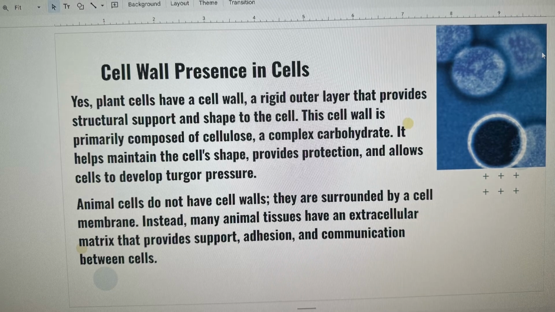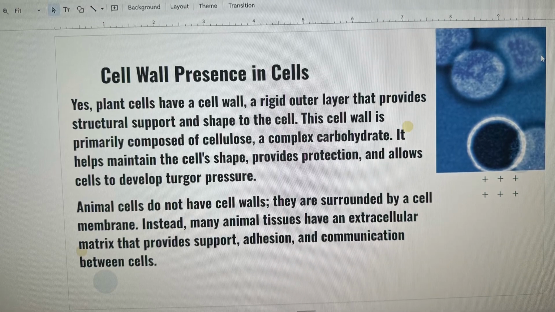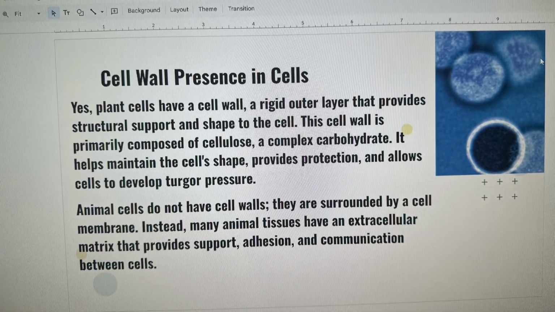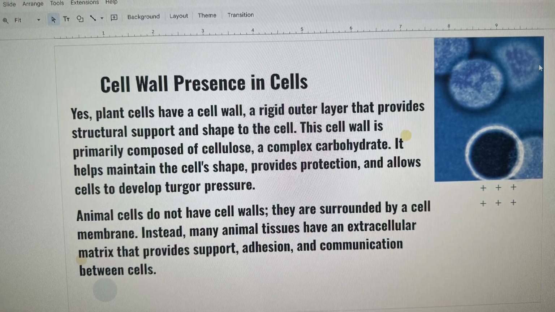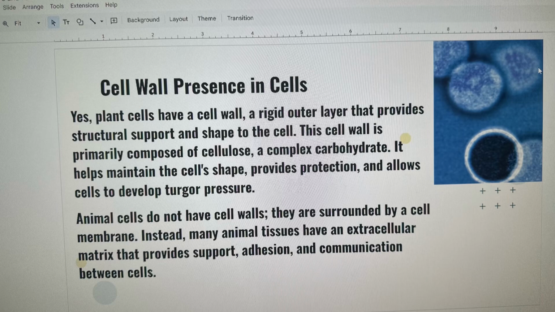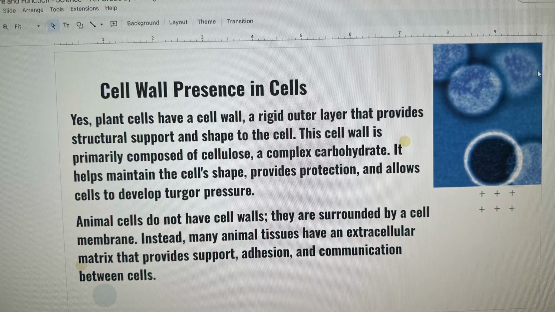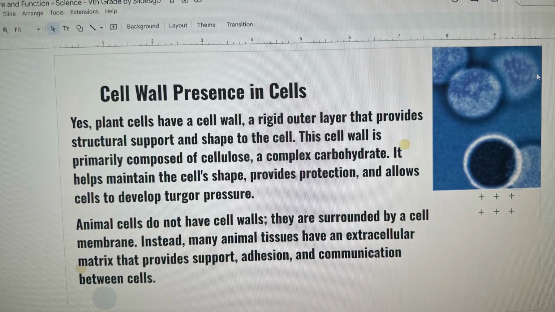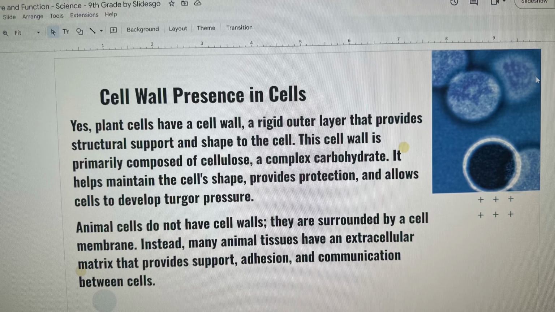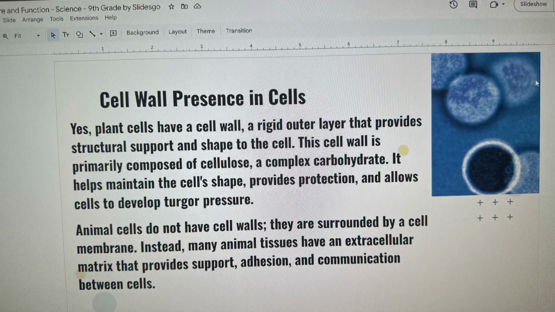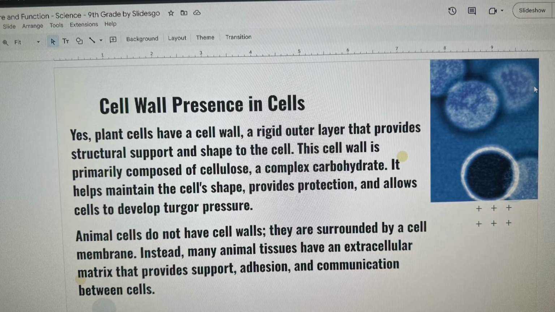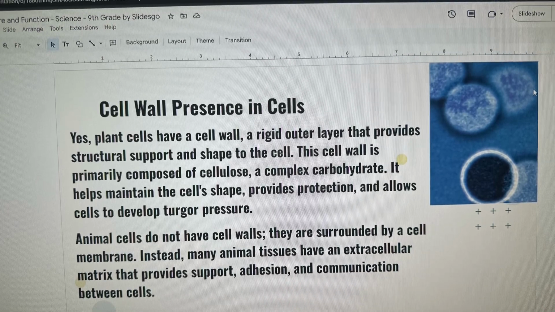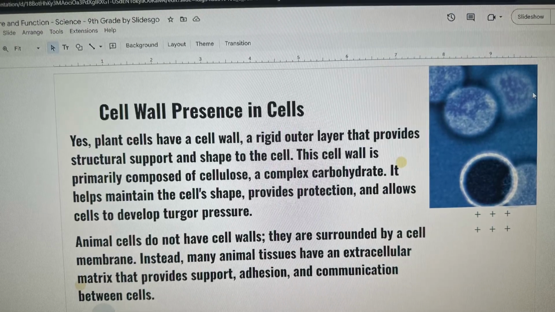Cell wall presence in cells. Yes, we've already gone over this, but yes, plant cells have a cell wall, a rigid outer layer that provides structural support and shape to the cell. This cell wall is primarily composed of cellulose, a complex carbohydrate. It helps maintain the cell shape, provides protection, and allows cells to develop turgor pressure.